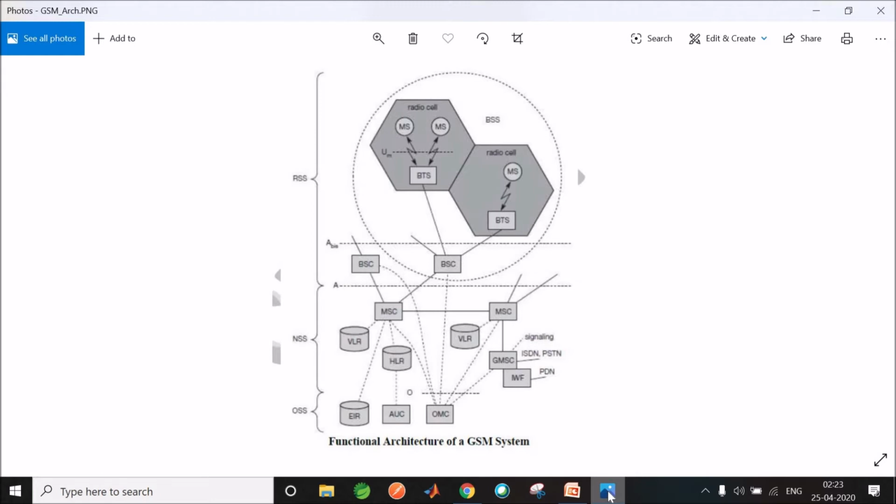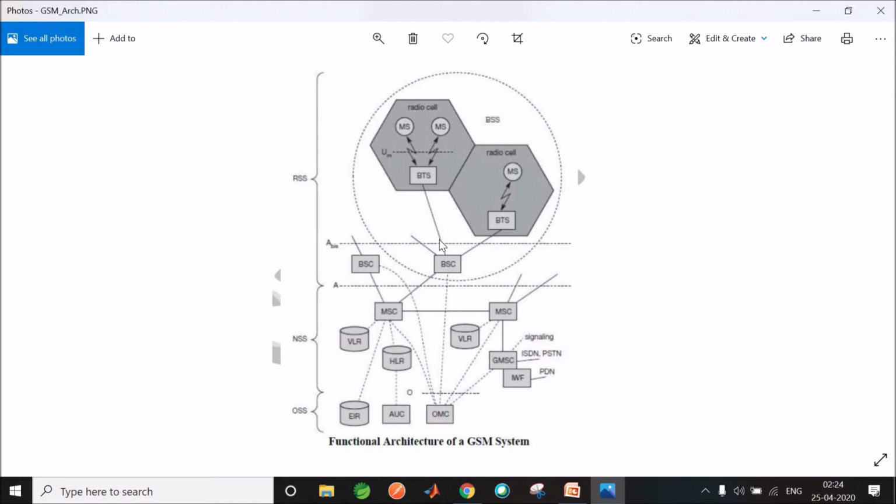The interface is called the Um interface. As you can see, this is our MS, this is BTS, and in between is the Um interface. The Um interface contains all the mechanisms necessary for wireless transmission. BTS are controlled and maintained by, it's very important, listen up again, BTS are controlled, maintained and coordinated by BSC.